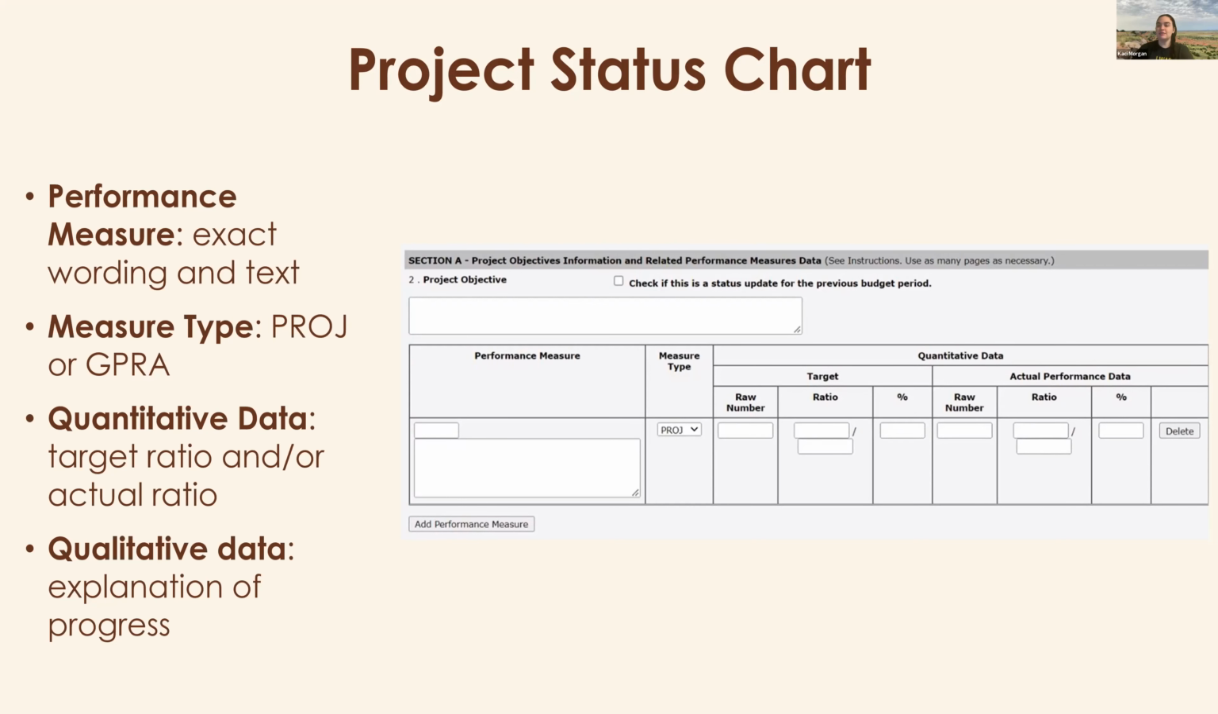There are several components of this chart. First, you have the text of your performance measure. That's going to be the exact wording of your project objectives. That's where your wording from last year comes into play. They should match. Your objective lives in this box under performance measure. And then you'll indicate if the measure is a project measure or a GEPRA measure. In this case, you can see it says PROJ, which would be a project measure. And then you have the one GEPRA measure that will be labeled as a GEPRA measure in that drop down there.